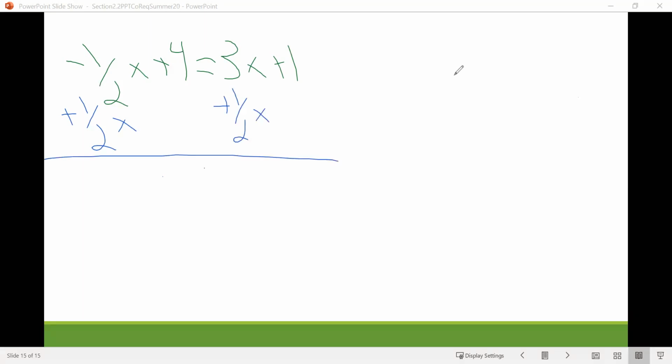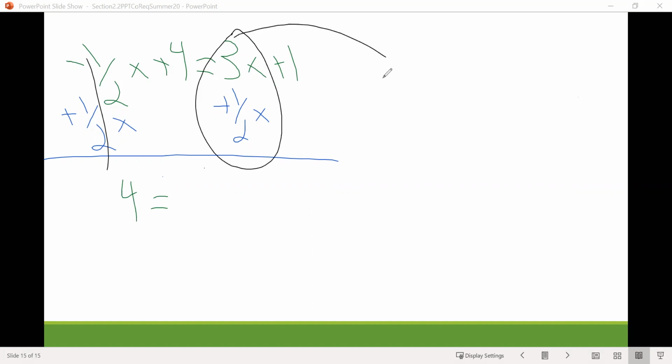Okay, so these will cancel. And we now have 4 equals, and we have to add the 3x and the 1/2 x. I'm going to do some scratch work over here. Notice I can write the 3x as 3 over 1 x, because 3 is the same as 3 over 1. Plus we're adding a 1/2 x.